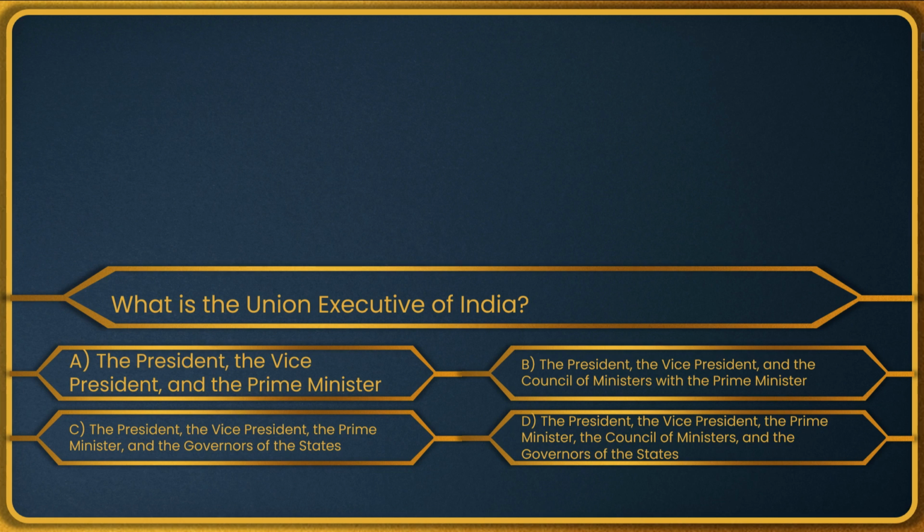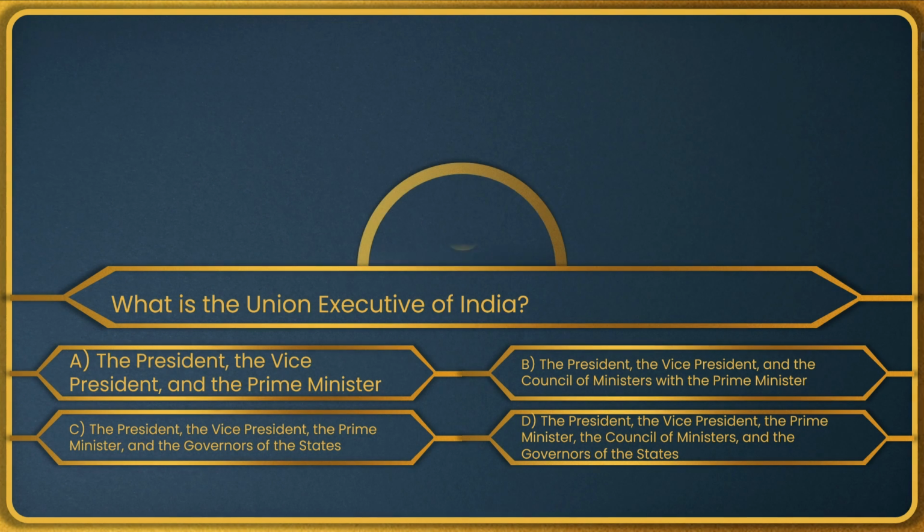Next question. What is the Union Executive of India? Option A. The President, the Vice President, and the Prime Minister. B. The President, the Vice President, and the Council of Ministers with the Prime Minister. C. The President, the Vice President, the Prime Minister, and the Governors of the States. D. The President, the Vice President, the Prime Minister, the Council of Ministers, and the Governors of the States.